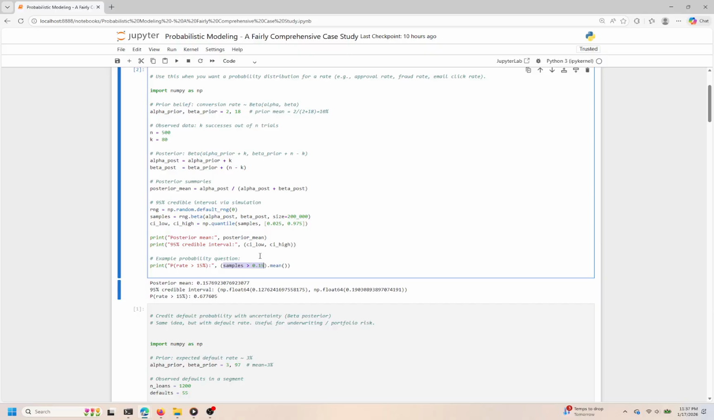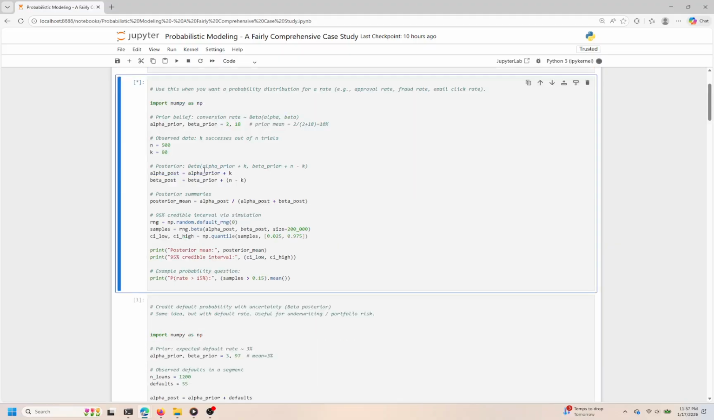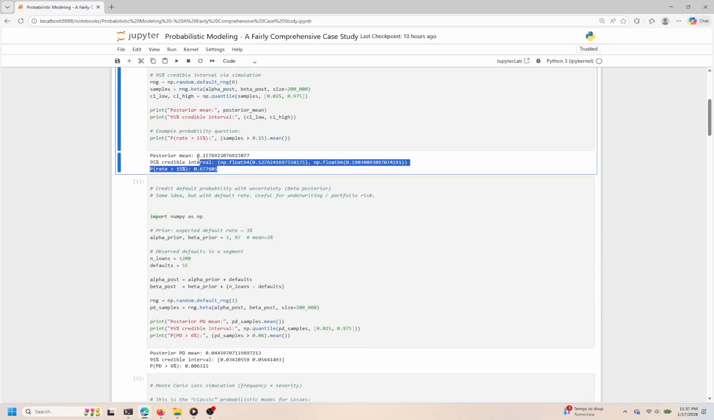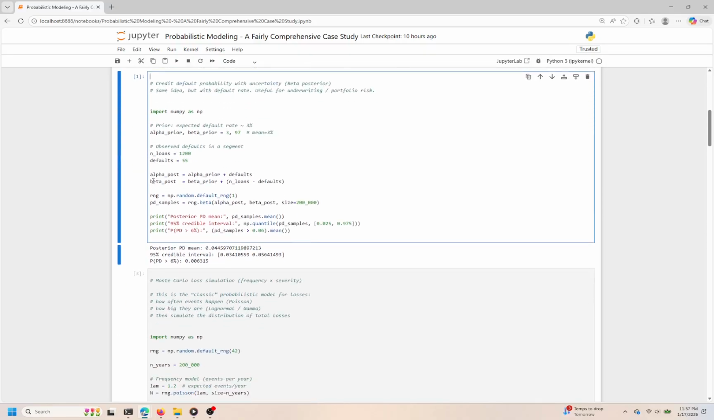Cell 3. In this cell, we're diving into the concept of credit default probability while incorporating uncertainty through a Bayesian approach. Specifically, we're looking at how to calculate the posterior default rate based on observed data, which is crucial for making informed underwriting and risk management decisions in finance.